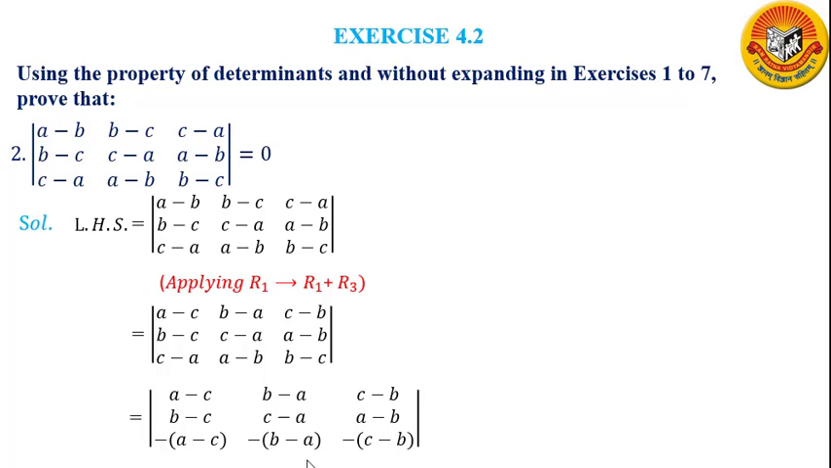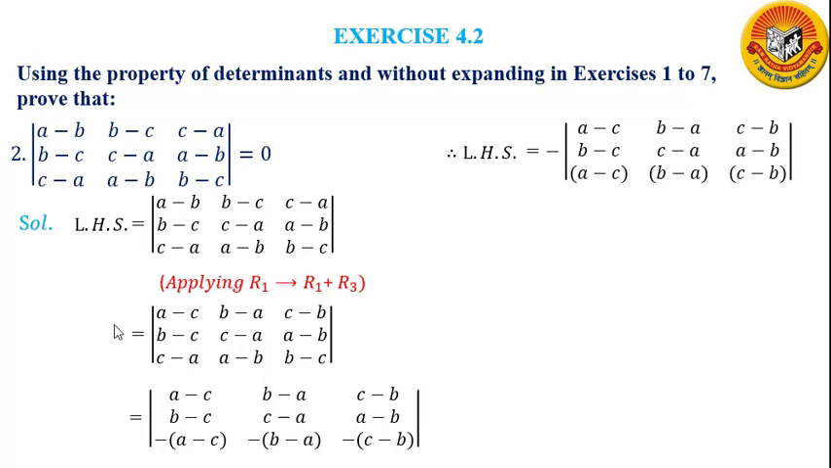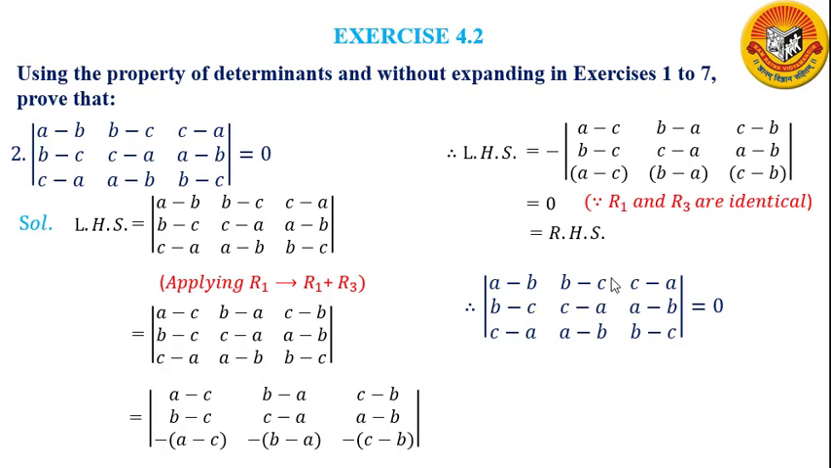So what I will do is take the minus sign common from this third row. As I take the minus sign common, on my left hand side, now you can see that the first row and the third row are identical. As they are identical, I can say that this value is 0, and hence our left hand side is equal to the right hand side. That is, I can say that this determinant equals 0.